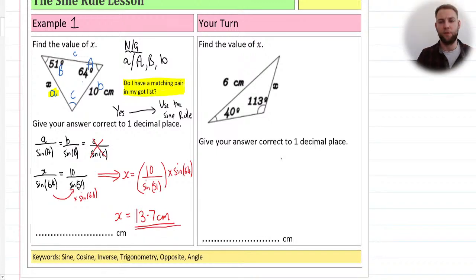So I'll just very quickly go through what I've done there. I've labelled my triangle, labelling what you want as A. In this case, the X I labelled as A. I then wrote my need and got list, very similar to trigonometry, SOHCAHTOA, sorry. And I asked the question, do I have a matching pair in my got list? If the answer is yes, then I'm going to be using the sine rule. So let's write the sine rule down, which is A over sine A, B over sine B, C over sine C. Substitute everything in, times up by that denominator, and then it leaves you with 13.7. There, like so. Brilliant.